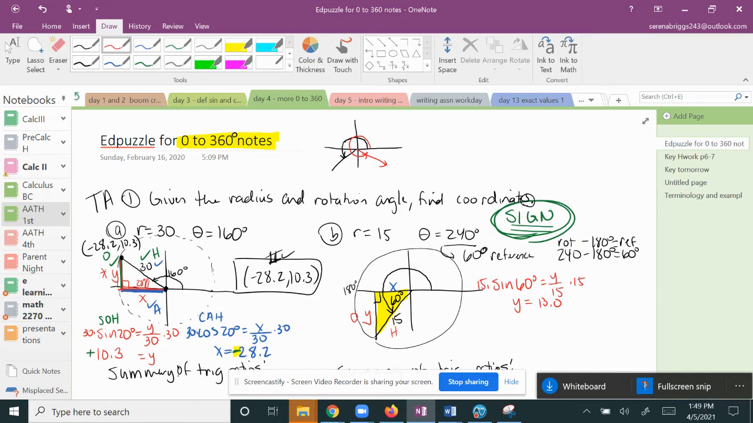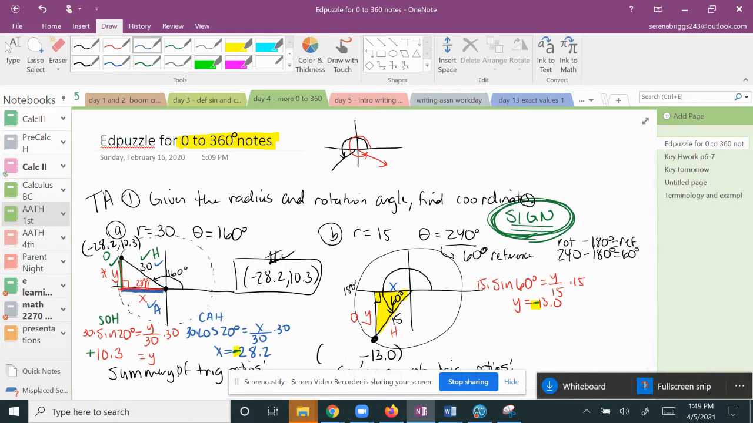So that's what I'm going to use, 13. But wait, my sign. I'm in quadrant 3. Y is negative, so my sign is going to have to be made negative. So for the coordinates of that point right there, I know my y is going to be negative 13, about 13.0, let's call it, because I rounded.